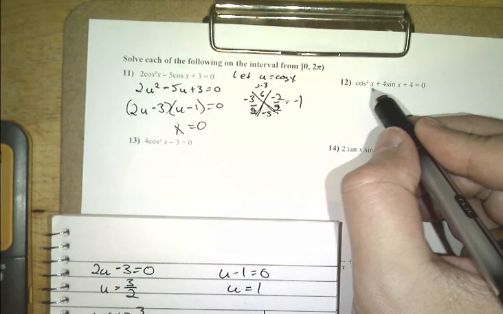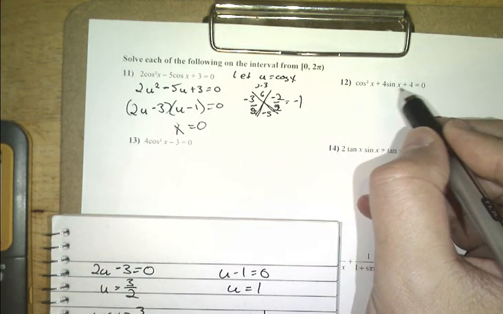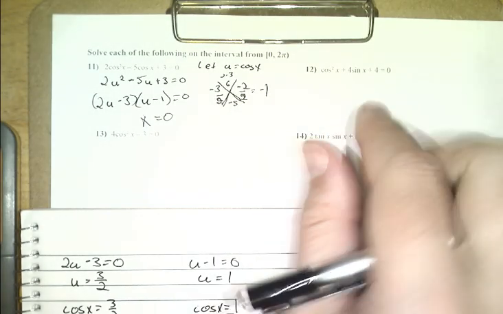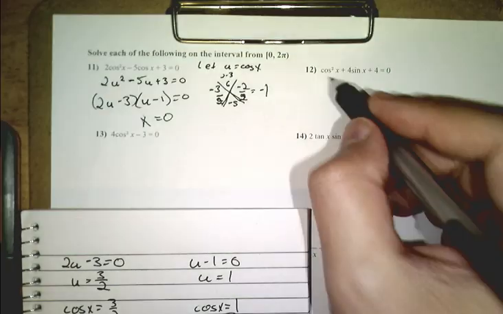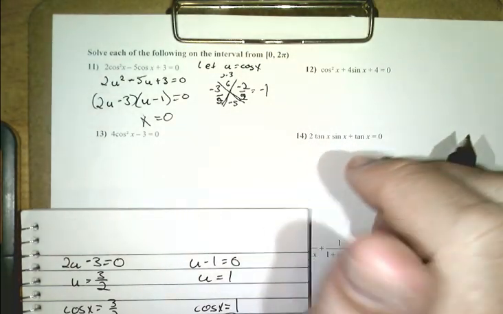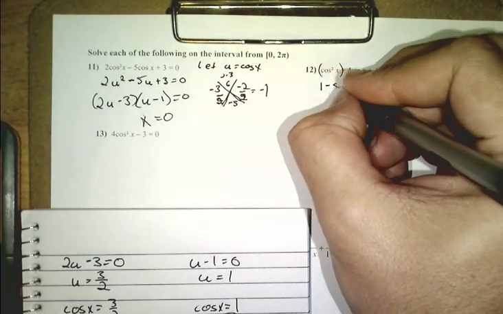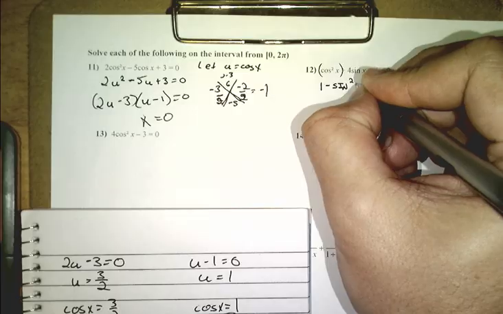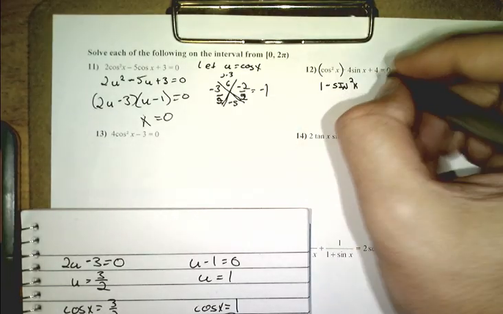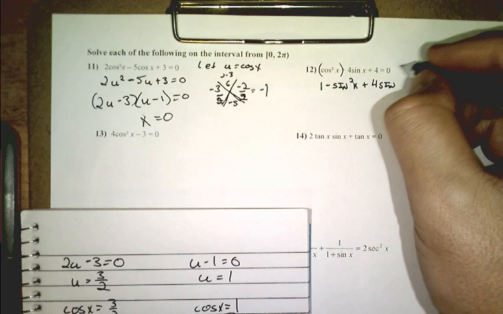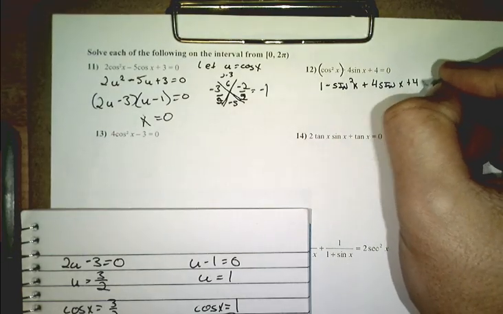Here I have cosine squared plus 4 sine x plus 4 equals 0. This one is going to be annoying because these are different functions. So I'm going to change that function right there. I'm going to change this to be 1 minus sine squared x. Cosine squared x is the same as 1 minus sine squared x, plus 4 sine x plus 4 equals 0.